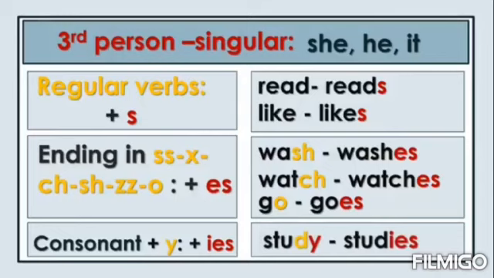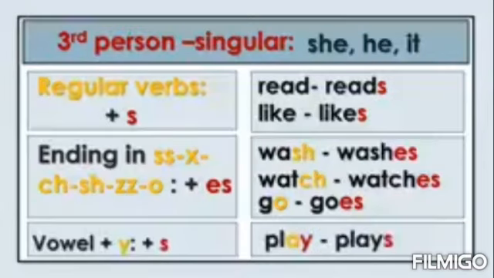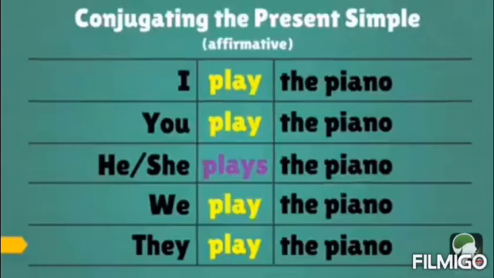Now, if a verb ends with y and before y there is a consonant, then the word will add ies. For example, study. Study has y ending, but before it we have a consonant, and it will become studies. You have to keep these minor things in detail. Now another thing, if a verb ends with y but has a vowel before it, then we will add s.